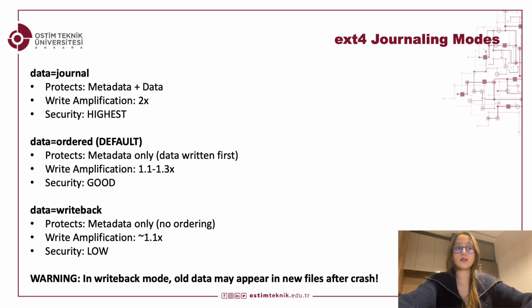In data journal mode, both metadata and file data are journaled. Most secure but doubles writes. The default mode, data ordered, only journals metadata but guarantees data blocks are written before associated metadata is committed. This prevents old deleted data from appearing in new files. Data writeback is fastest but risky. After a crash, old data may appear in newly written files.